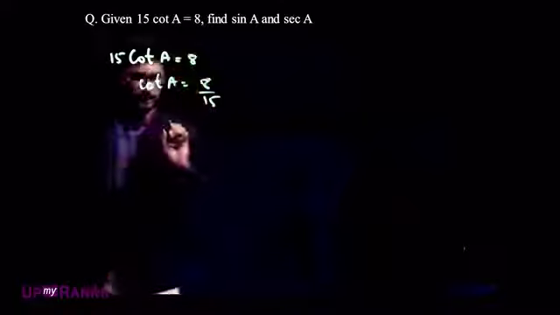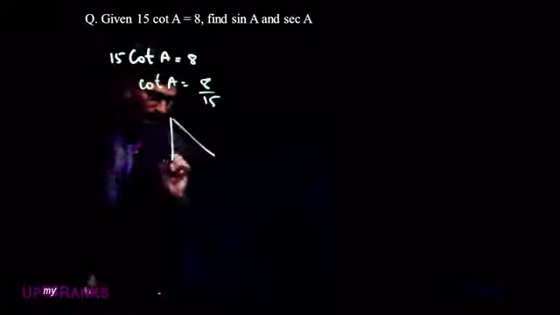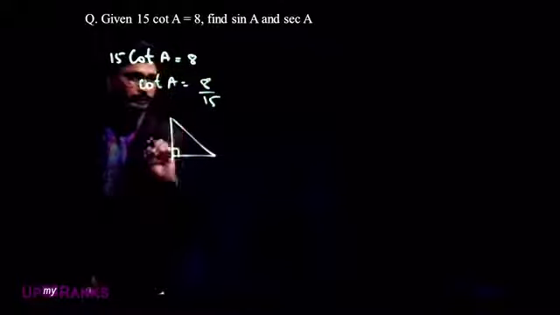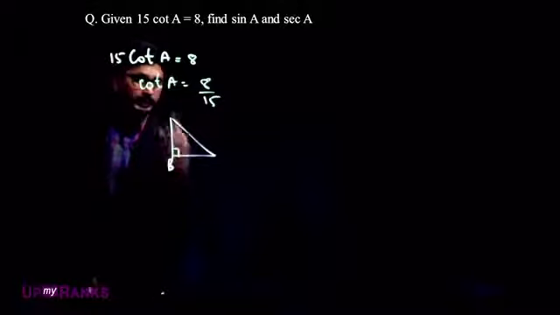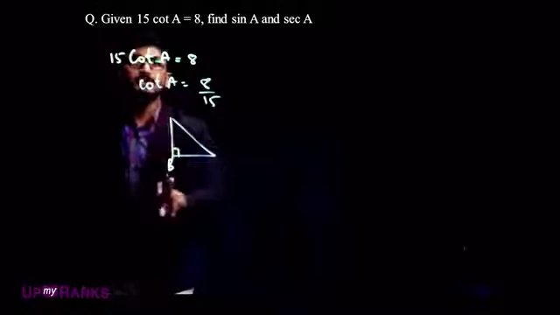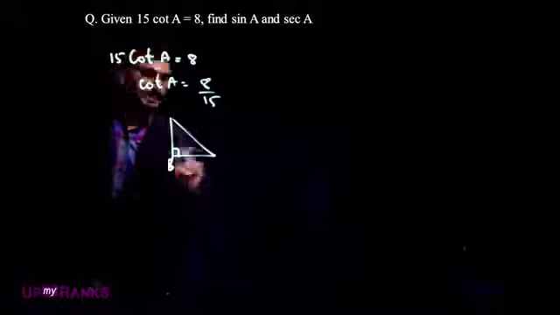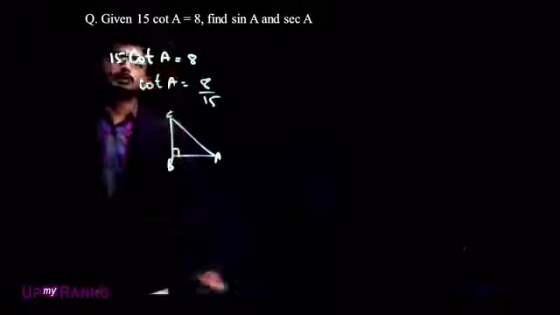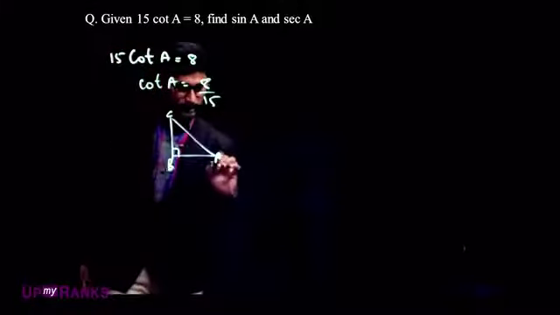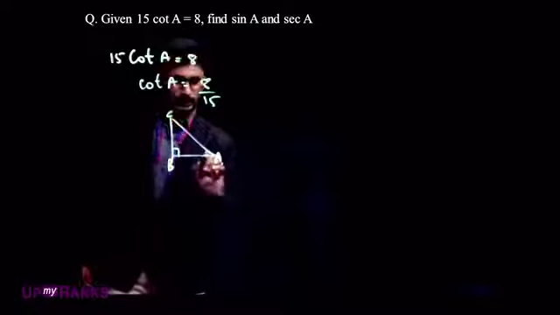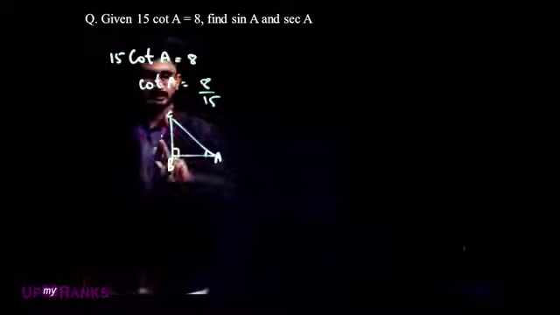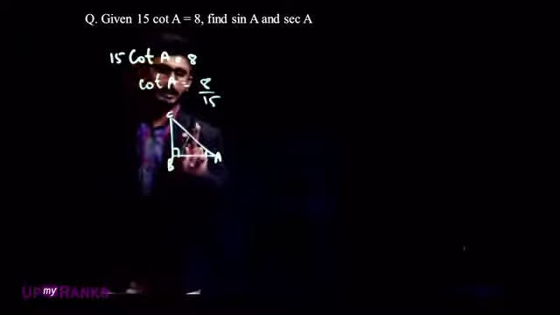How is that? Let me draw a right angle triangle first. I will have angle A, and I cannot mention the right angle, that is 90 degrees, as A. Let me take it like this. Angle A is this one. If this is the opposite side, then this is the hypotenuse and this is the adjacent.